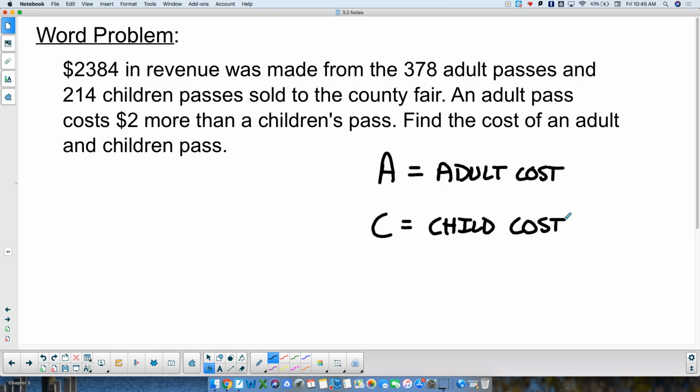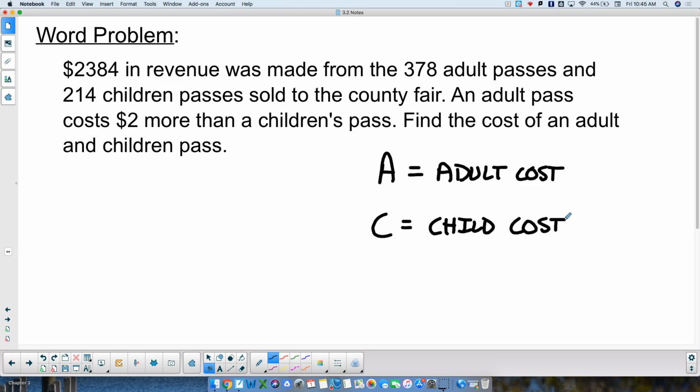Second, or third thing, now we have to go back and reread the problem and make two equations. For every variable that you define, that's an equation that you have to make. We just defined two variables, so I have to make two equations. Okay? So A is the cost of the adult, C is the cost for a child.